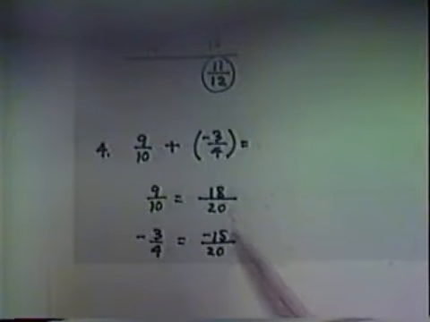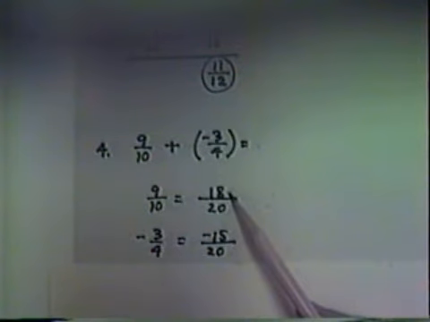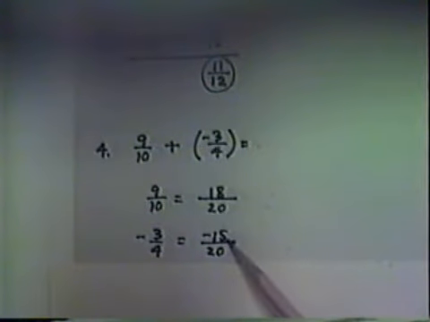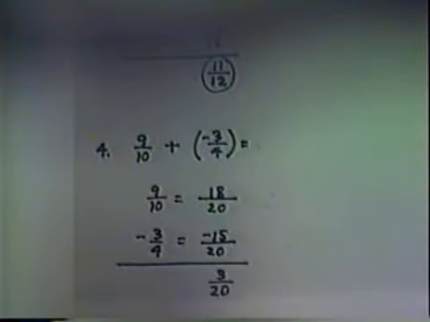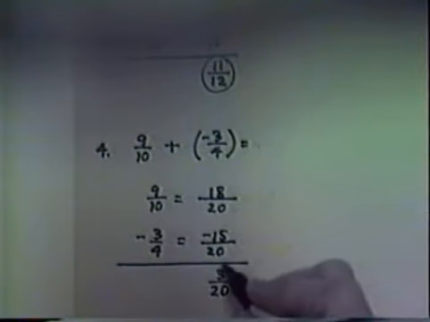18's absolute value is 18, negative 15's absolute value is 15, and since 18 is greater than 15, the greater absolute value is with the positive number. We take the difference between these to get 3/20 and keep the positive sign. So our answer is 3/20.